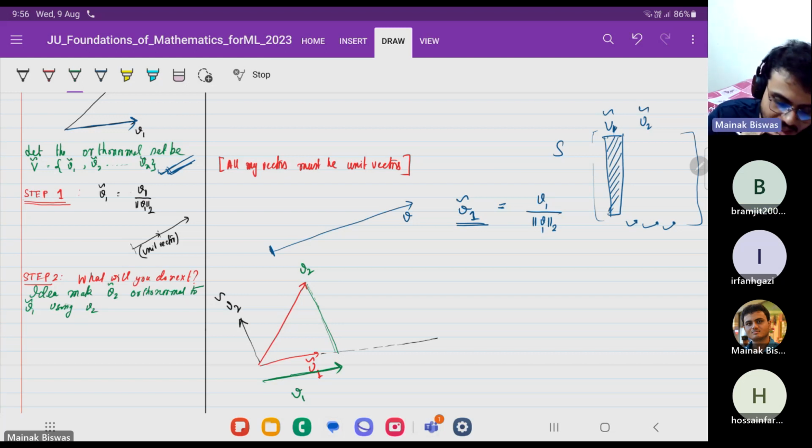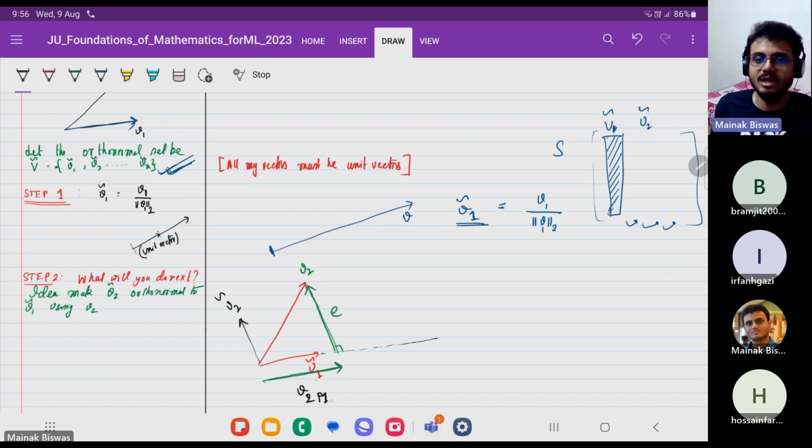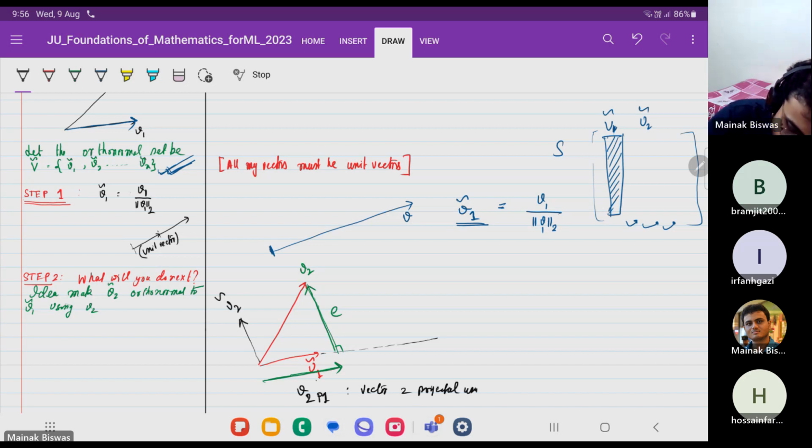So how do you do that? We have done that last day. So simple, no? If you have this error vector over here, the error vector is perpendicular or not? It is perpendicular. So I'll write it this way: v2 projected on v1. VP1 means vector 2 projected using v1's unit vector.